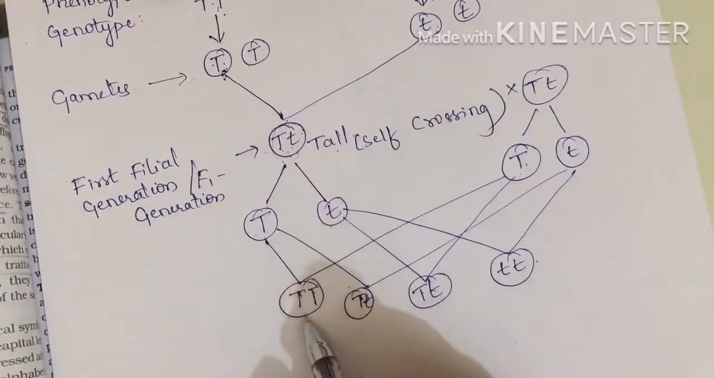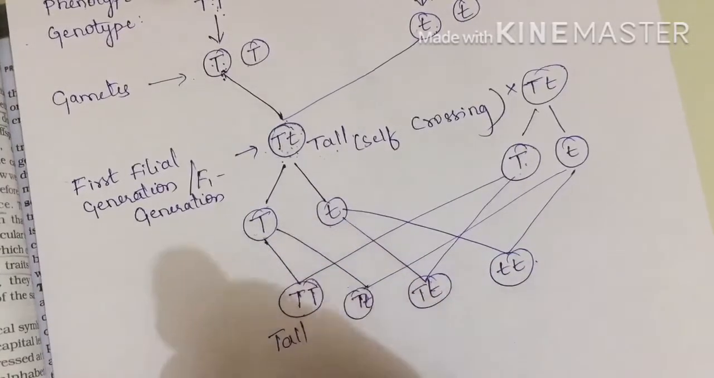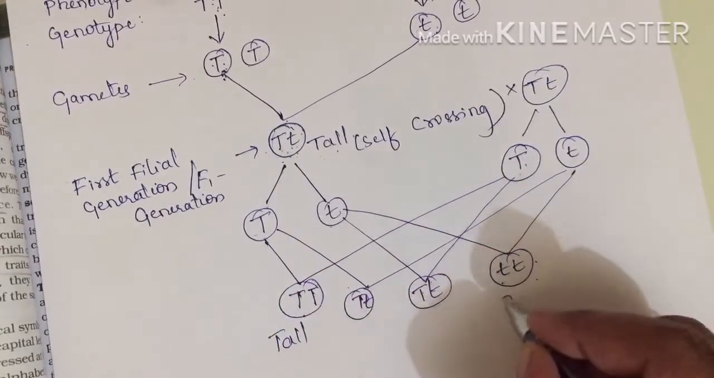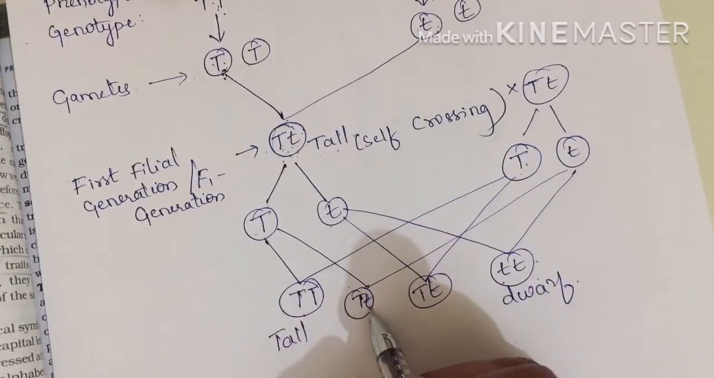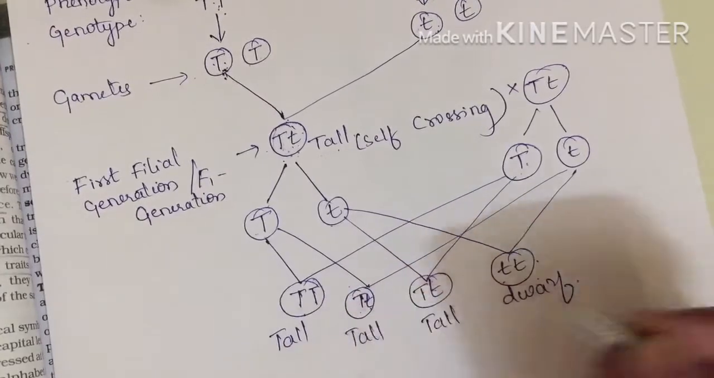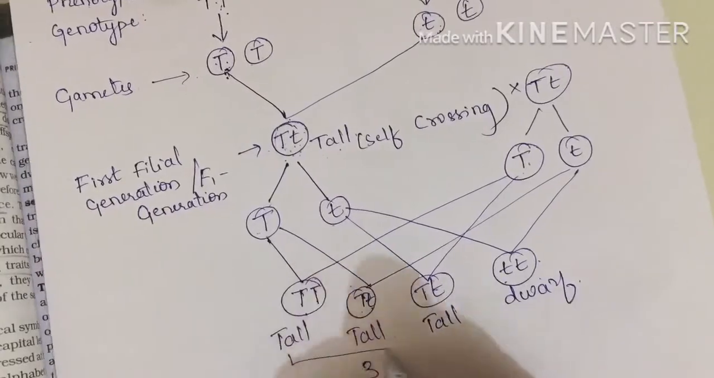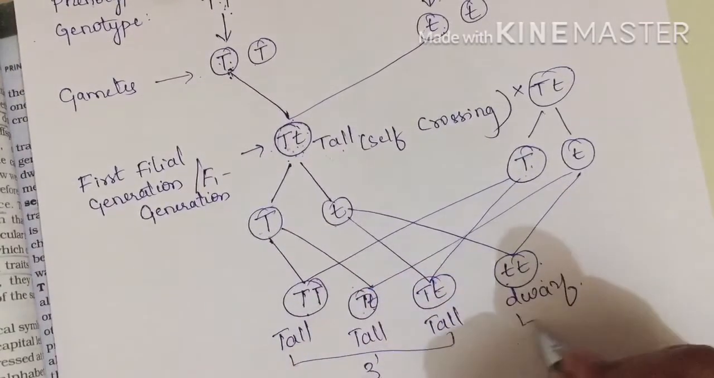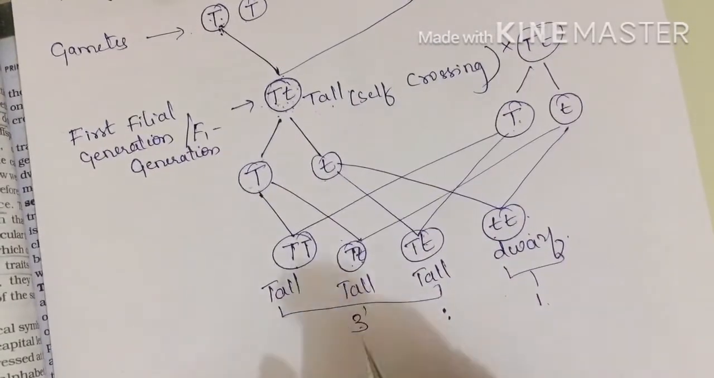Whereas here, capital T means it is very clear it is tall. Small t means it is very clear it is dwarf. Now capital T small t means what? It is tall, and this is also tall, which means 3 plants are tall. These 3 plants are tall and 1 plant is dwarf. So what ratio will you get? 3:1 ratio. 3 plants are tall, 1 is dwarf.